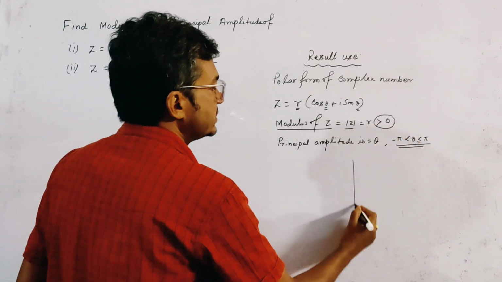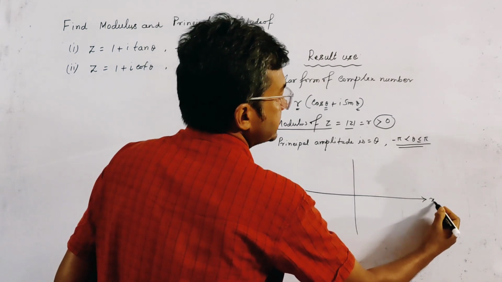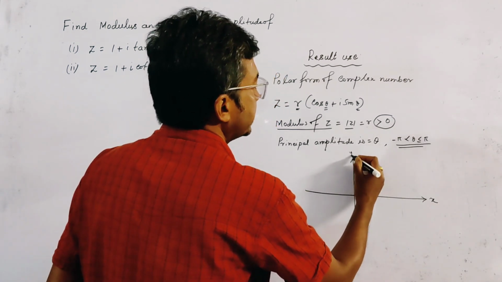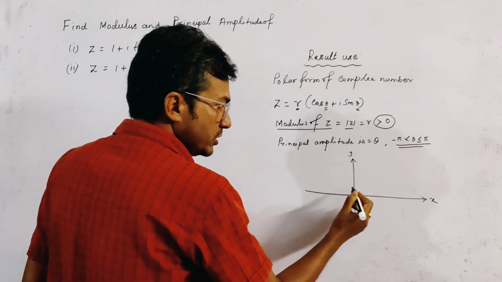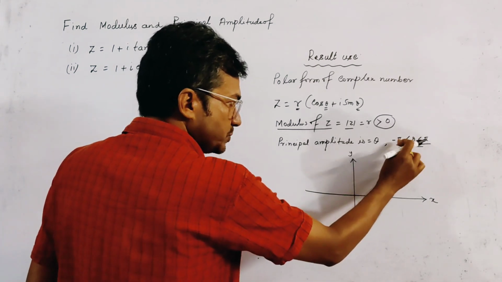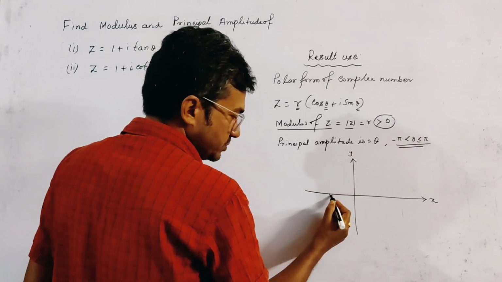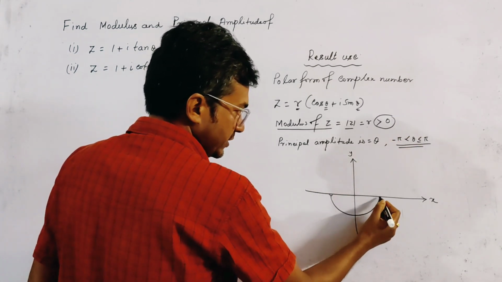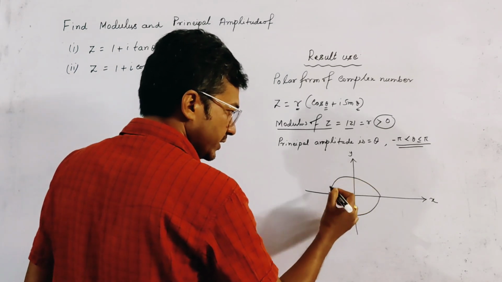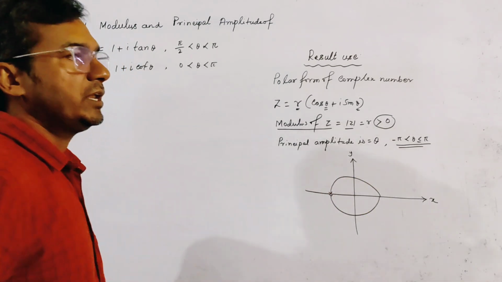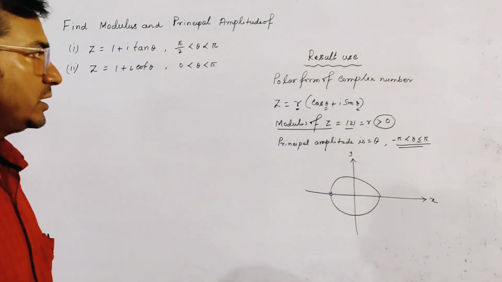Okay, that is, if we take this as the real axis and this as the imaginary axis, the y axis, then theta is from minus pi to pi. This is minus pi, this is 0, and this is pi. Right? This type of angle is taken. This is the principal value of theta.